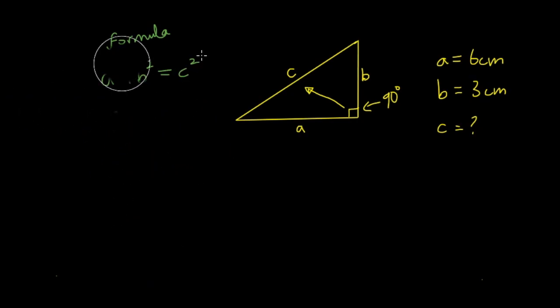Now, what if instead of knowing A and B, we were given C is equal to 8 centimeters and B is equal to 4 centimeters? The question is, what is A? So this formula does not change. All we have to do is rearrange it so that we're solving for a squared, and then we would simplify or isolate for a. So in this case, it would look like this.